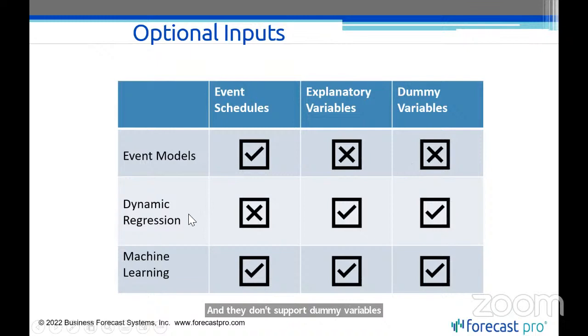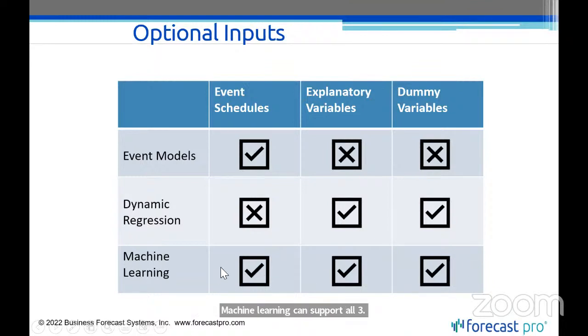Regression doesn't support event schedules. That's not part of regression, but it does support explanatory variables, and it does support dummy variables. Machine learning can support all three.